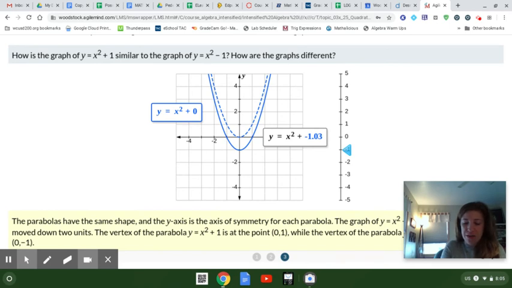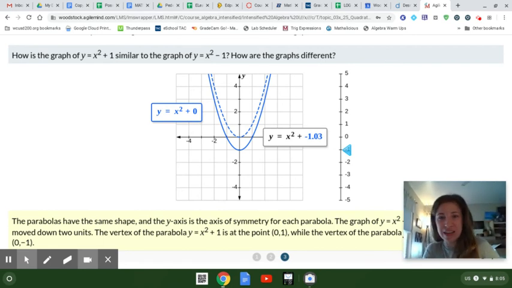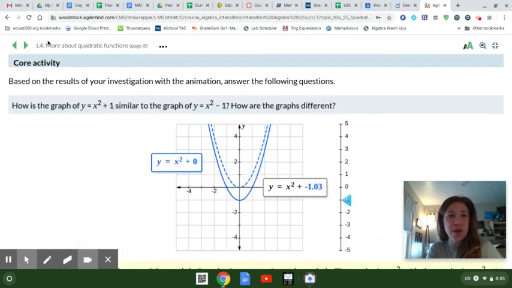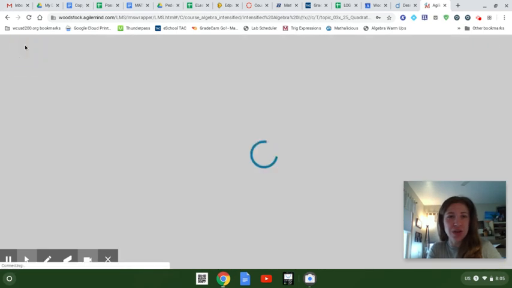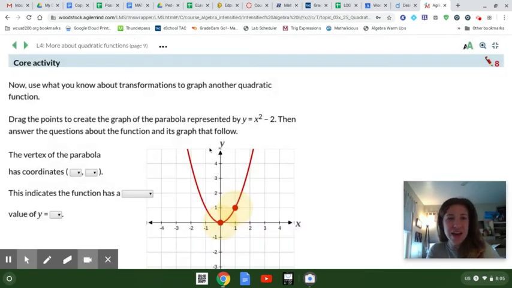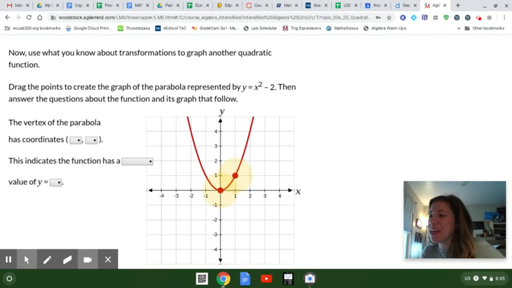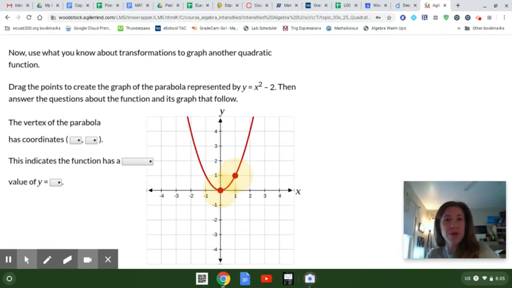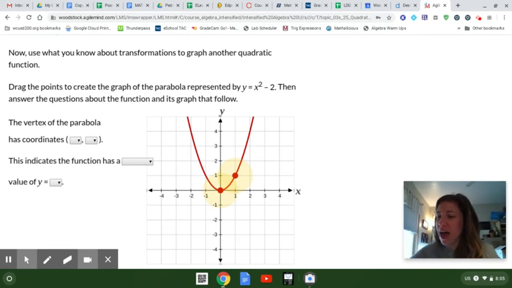Okay. So we talked about what adding or subtracting a number at the end, that's referred to as a k-value, does for us. We are going to move on to page 9 if you are following along on Agile Mind. So I'm just going to hit the arrow. Here we go. So page 263 in your book says sketch a graph of x squared minus 2. So go ahead and pause the video, and sketch a graph of x squared minus 2.